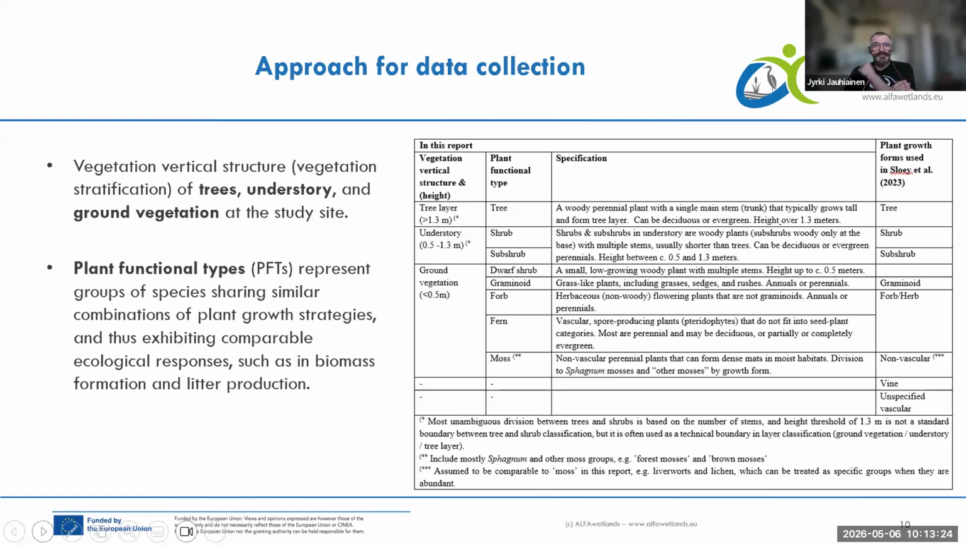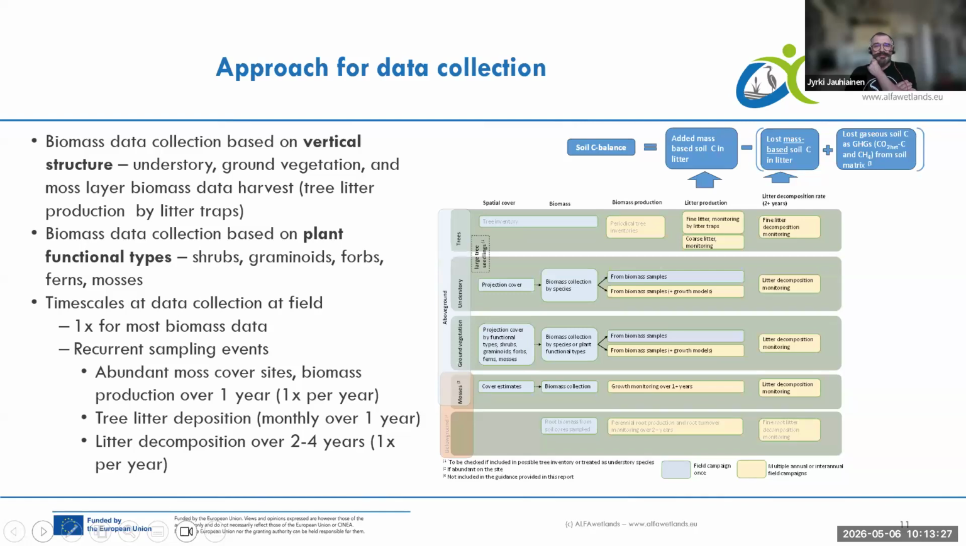Next slide, please. The text here is very small, but basically we are combining the vertical structure and plant functional types, shrubs, graminoids, forbs, ferns, and mosses, to get biomass data, which can be divided into annual growth and biomass production in an easy way. The sampling is mostly a one-time sampling event at the peak biomass time of the year, maybe August, late July, early September. And that's enough for the field work in most cases.